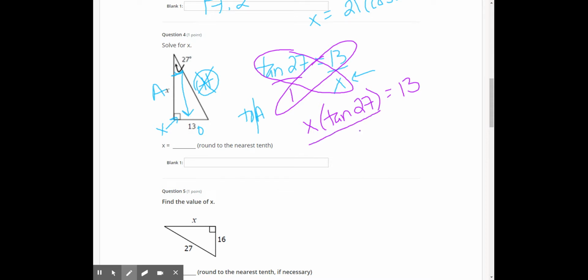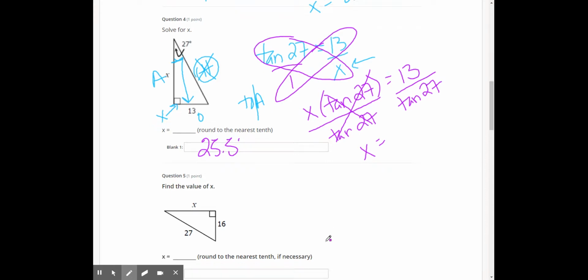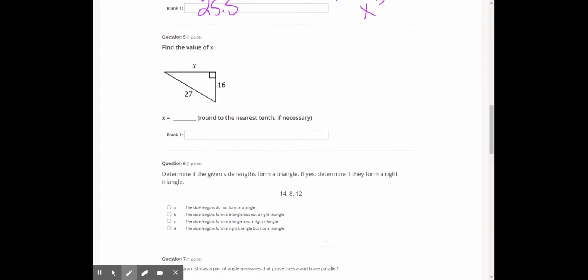Just like if this was 27, we divide by 27, but because we have the tangent in front of it, we've got to divide by tangent 27. The tangent 27 and the tangent 27 cross out, and we are left with 13 divided by, I'm just going to type it in, tangent of 27. So 25.5 is going to be our answer here, 25.5 degrees. Okay, super important that you're not just copying down the answers, but you're making sure you know how to do this, right?